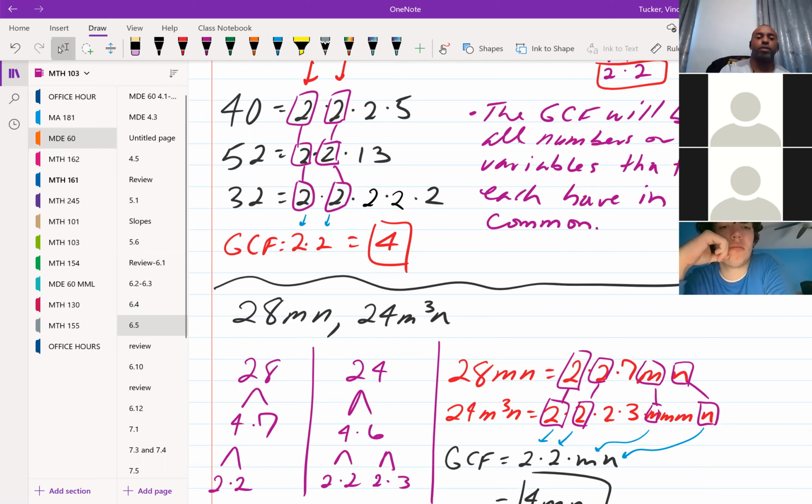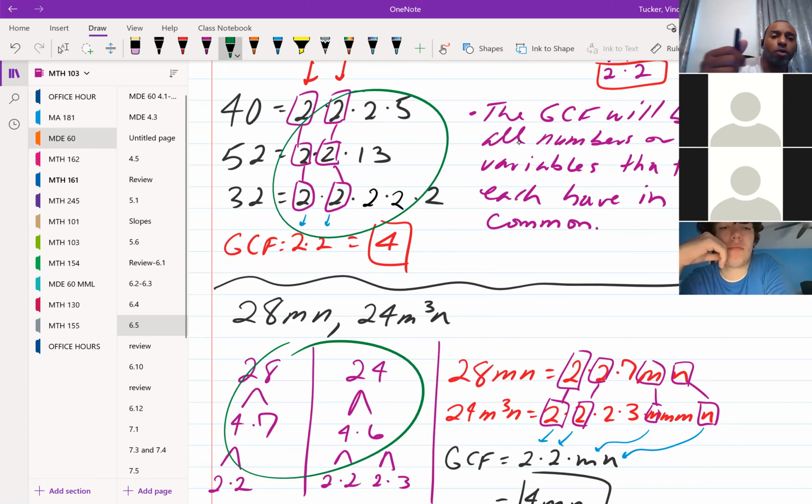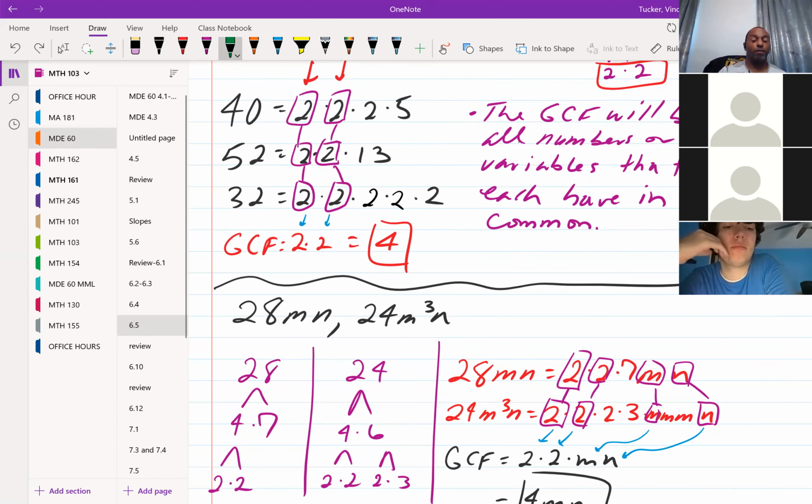You may not have to break them all the way down like this. You may just see numbers. Same thing with these. You may not have to break them all the way down. But this process will always work for you if you don't see any type of connection or if you don't see the GCF. So looking at 24 and 28, I could just take the 4 out of each, but just keeping in the same practice.